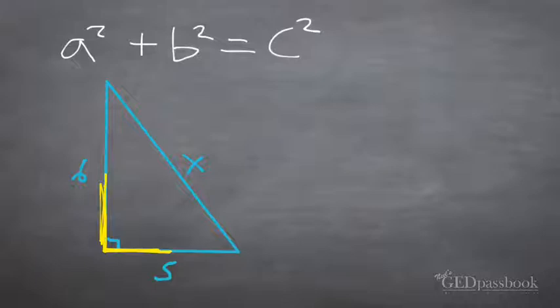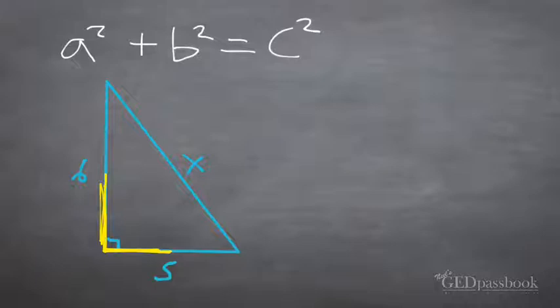I like thinking the bottom one is B because of base, right? Or B for bottom, perfect. It just helps me, but it really doesn't matter. But that's your A and your B. The long part, my friends, the X side, that is your C.